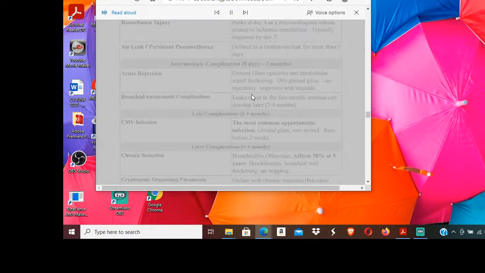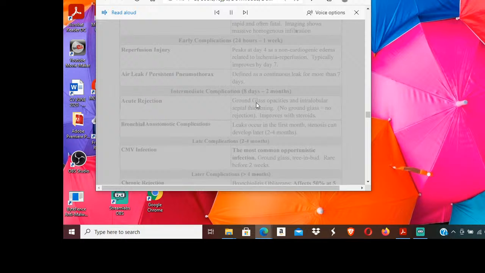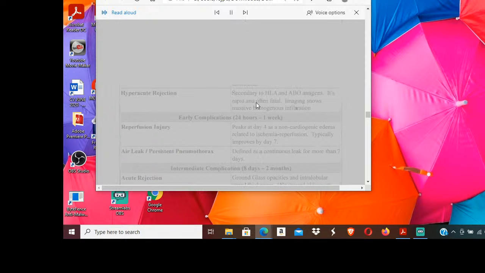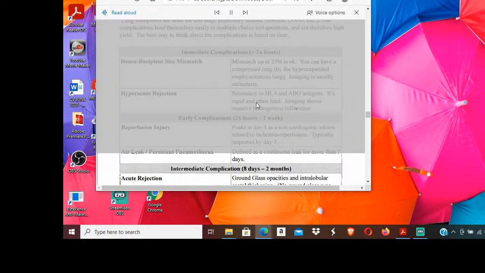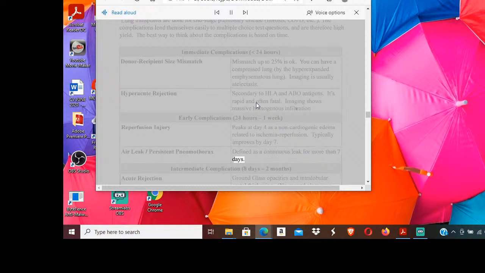Reperfusion injury, persistent pneumothorax. Reperfusion injury peaks at day 4 as a non-cardiogenic edema related to ischemia reperfusion. Typically improves by day 7. Persistent pneumothorax is defined as a continuous leak for more than 7 days. Later complications, 8 days to 2 months: acute rejection, with ground glass opacities and interlobular septal thickening.